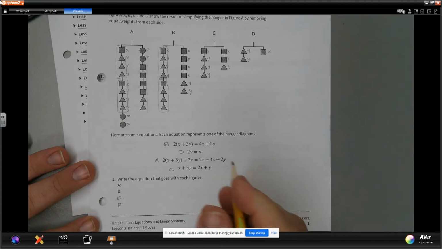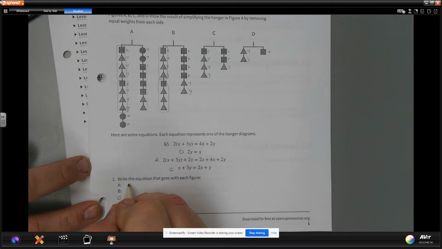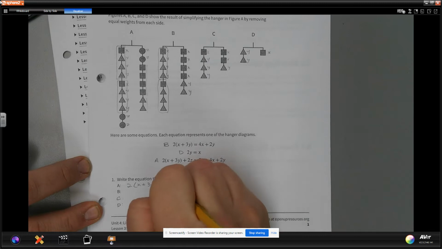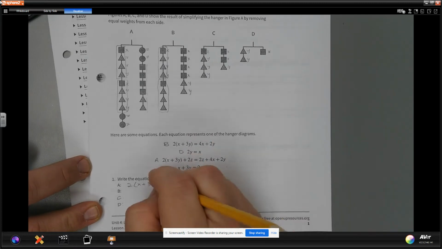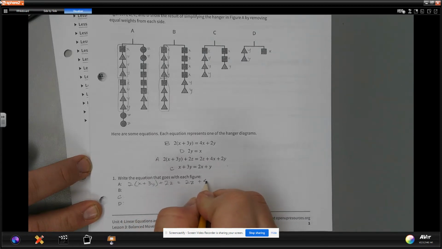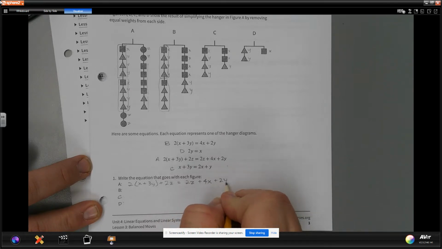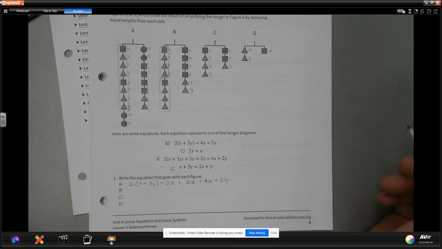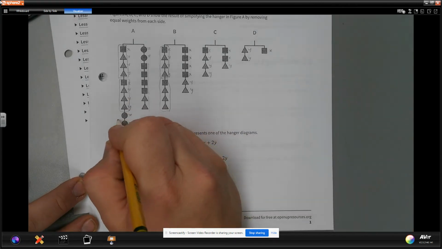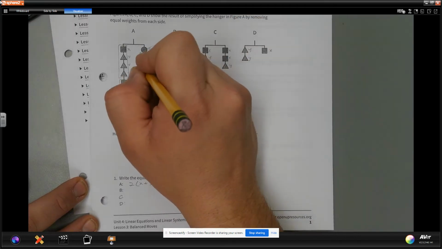We started out with A, which was twice the value of the sum of x and 3y, plus 2 times z, is equal to 2 times z plus 4 times x plus 2 times y. The next expression, simplifying from A to B, what we see differently here is that the z's are now gone.